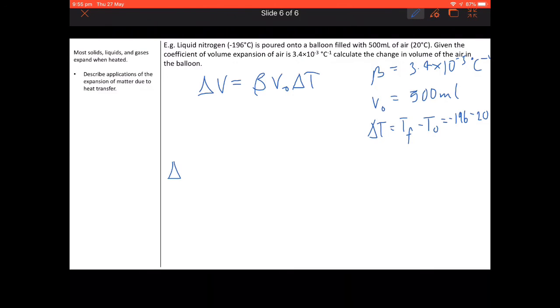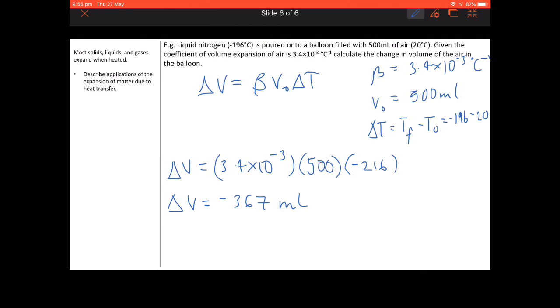From there, sub everything in, so we'll have 3.4 by 10 to the negative 3 multiplied by the original volume, which is 500, multiplied by the change in temperature. Negative 196 minus 20 is going to be negative 216. You multiply all of this together and you'll end up with about negative 367 mL. And that is how much the volume decreases in the balloon. Because there's a negative there, it means that the volume has changed in the negative direction, so it's decreased.